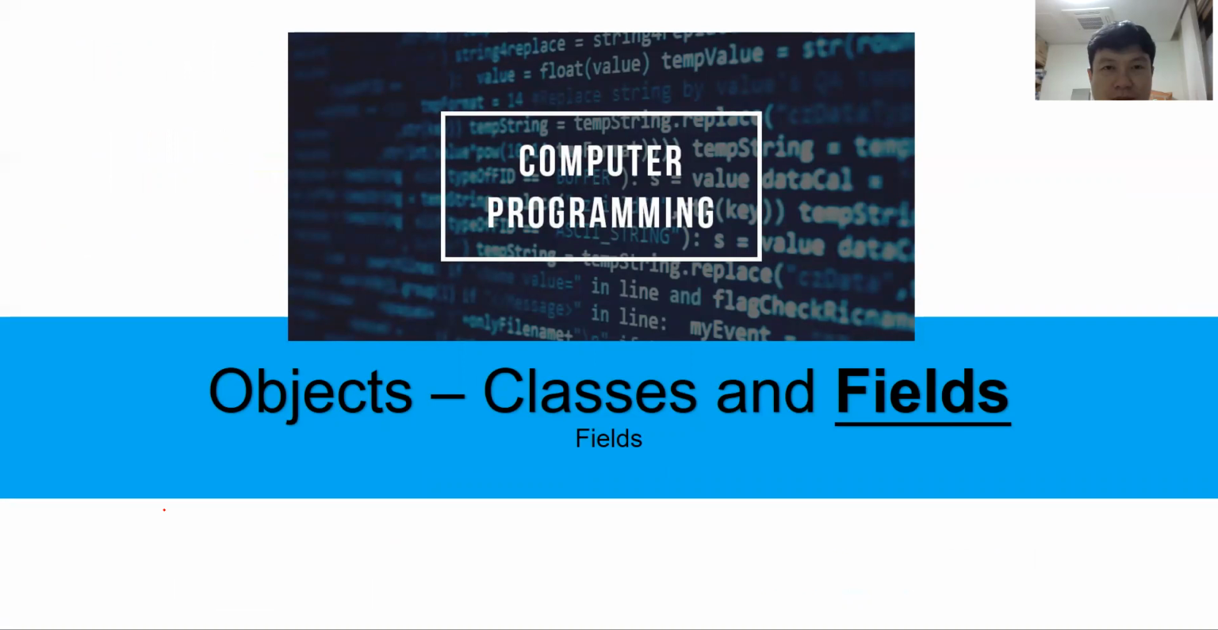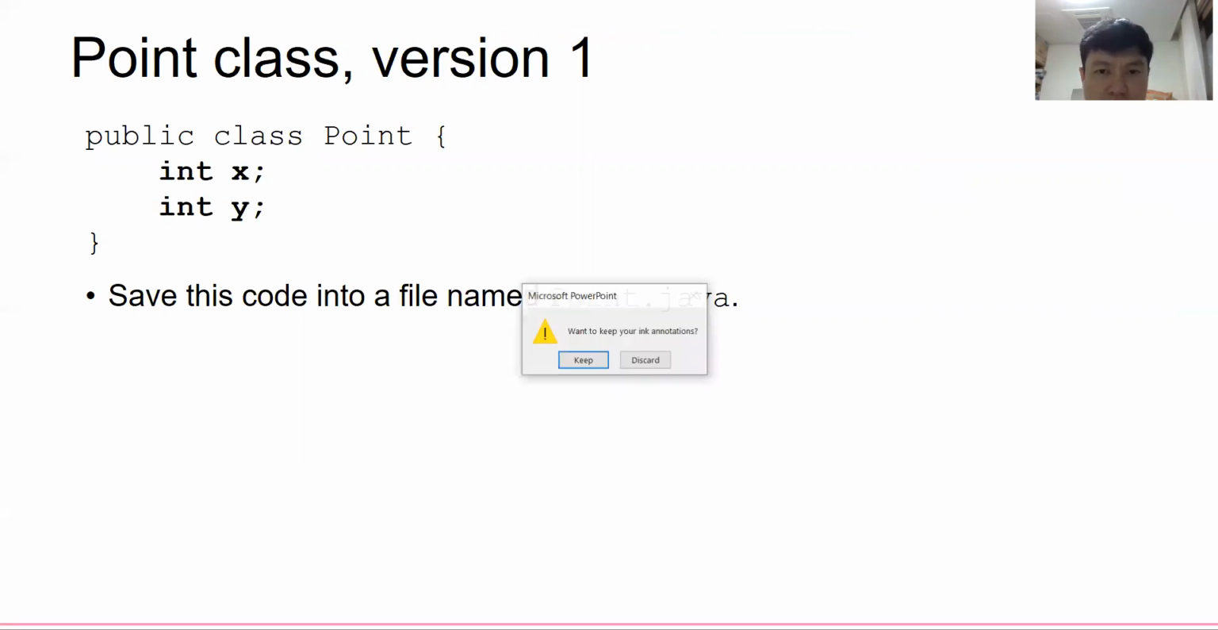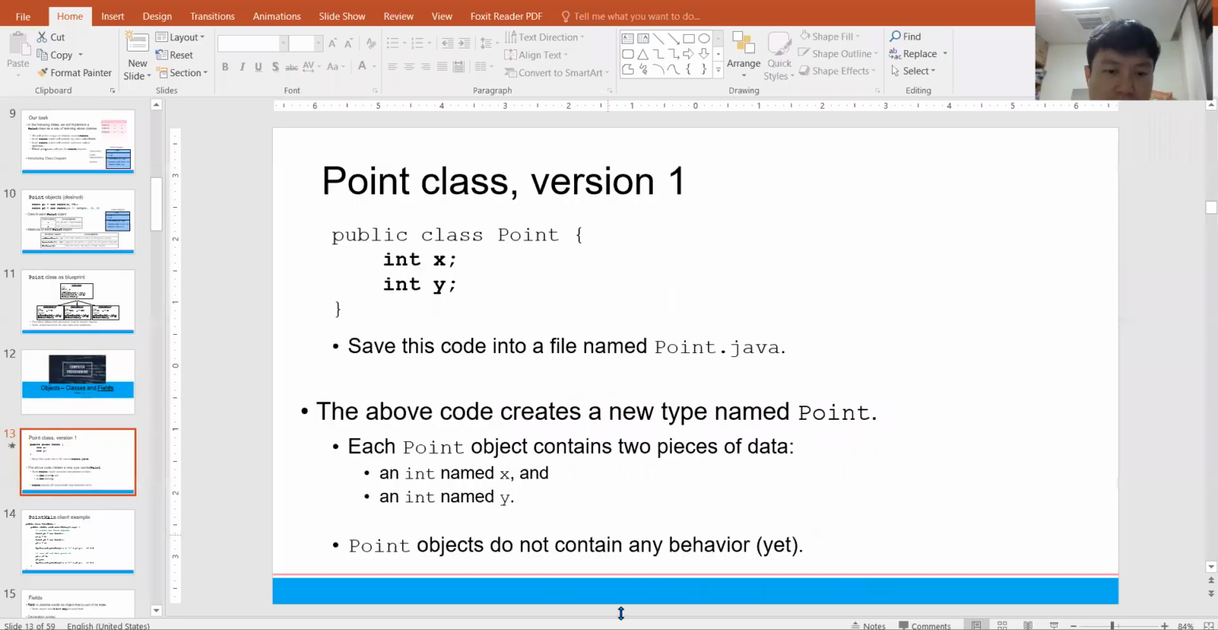Now we will learn about the fields. At least we will learn the very basic one. Now we will learn about version 1 of the point class. We have x, we have y. So let's put it into your file. I guess I have this file. Let's see.